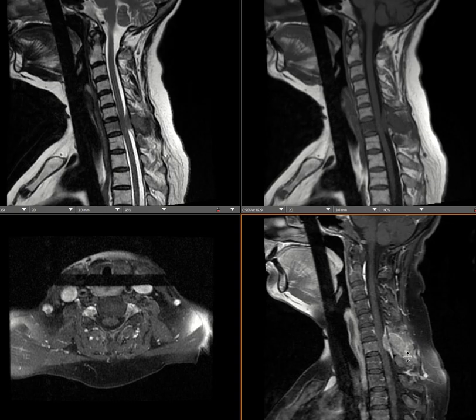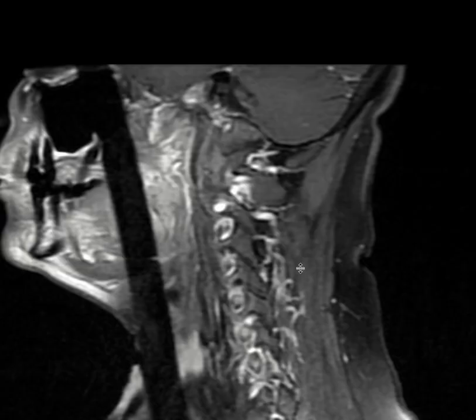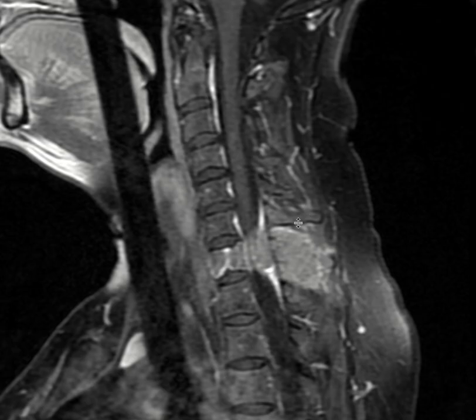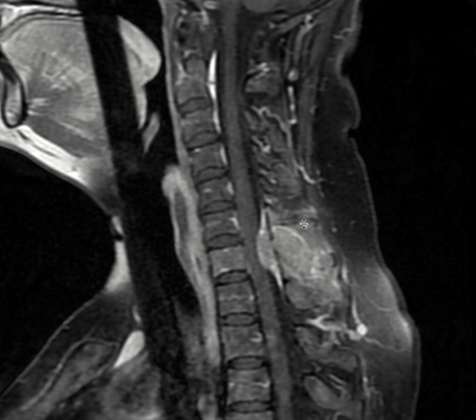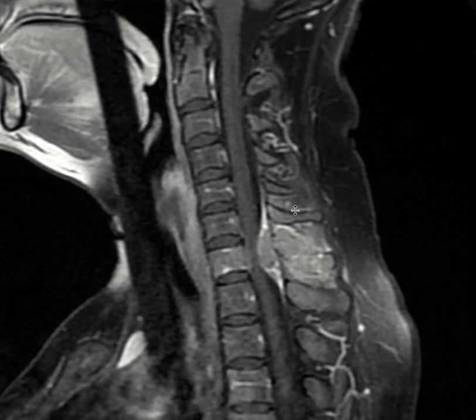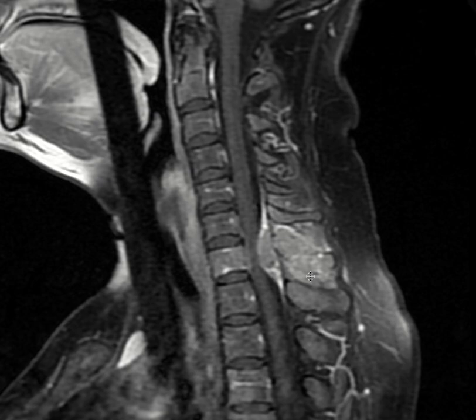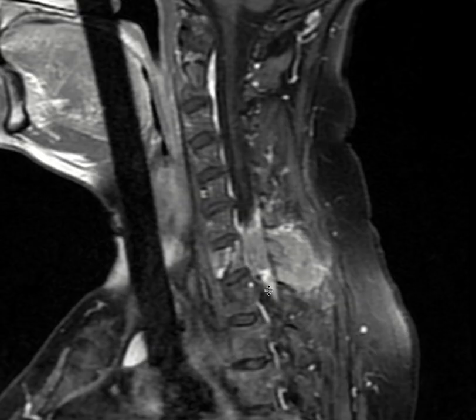And if you look closely on this post-contrast sequence, it also involves the spinous process of the above and below vertebrae. So it involves the C7 and C6 and T1 as well. And there is some sort of extraosseous extension as well, that usually these tumors have some extraosseous soft tissue component.